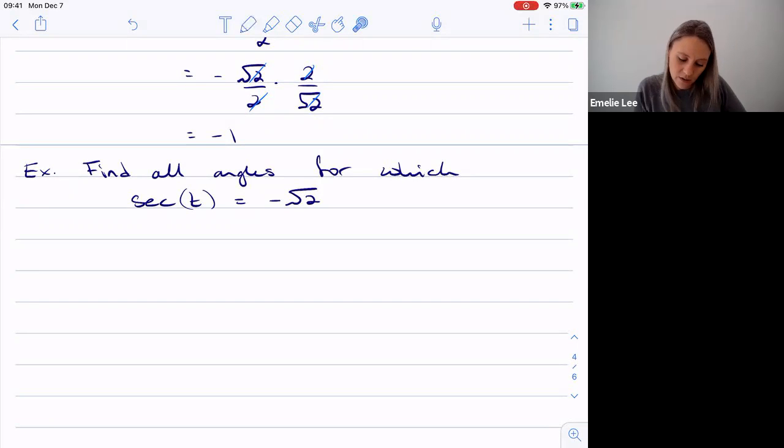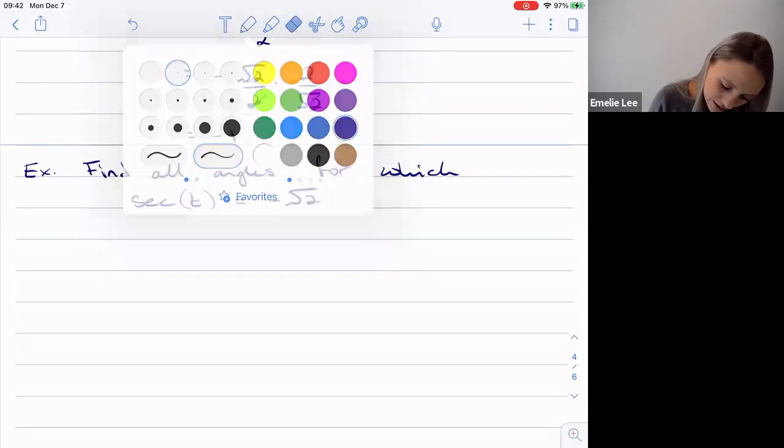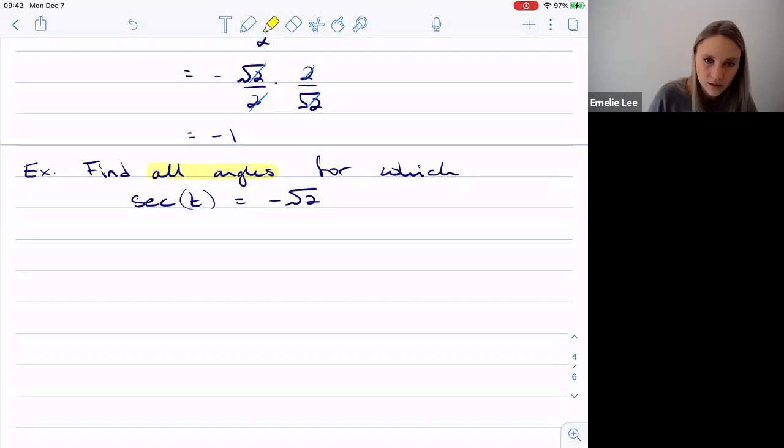So now we have this all angles, right? So I'm going to find the first angle, and then I'm going to tack on multiples of 2 pi, because I'm just going to cycle through this thing. And so find all angles for which the secant of t of some angle is negative root 2. I'm just going to highlight again that once we find our main angle, then we're going to tack on multiples of 2 pi.